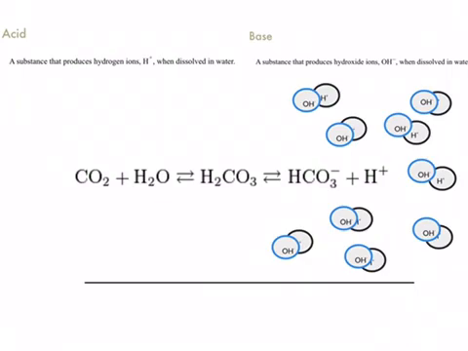This is how the system works. It's basically, you're either going to see it move in this direction to help counterbalance a situation where it's too basic, or it's going to move in this direction to help use up those hydrogen ions when you have a situation where it is too acidic. I hope that helps.